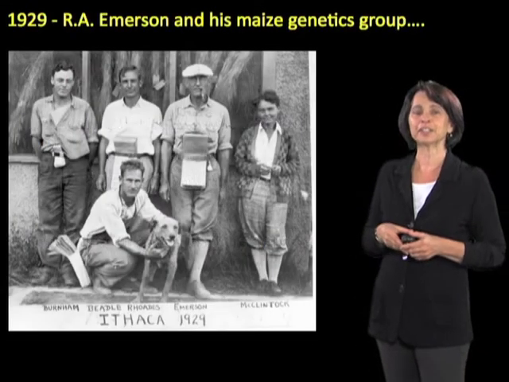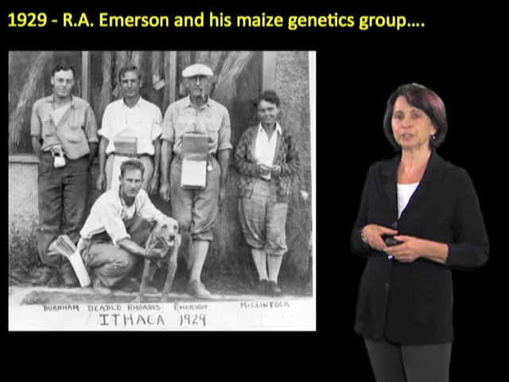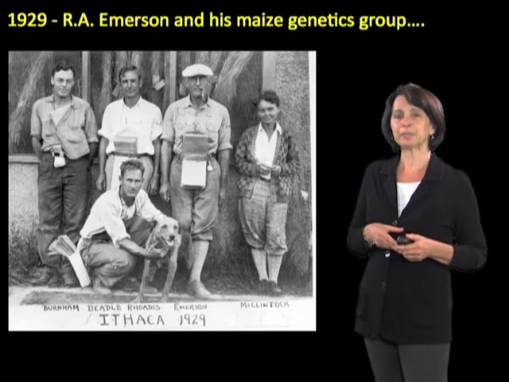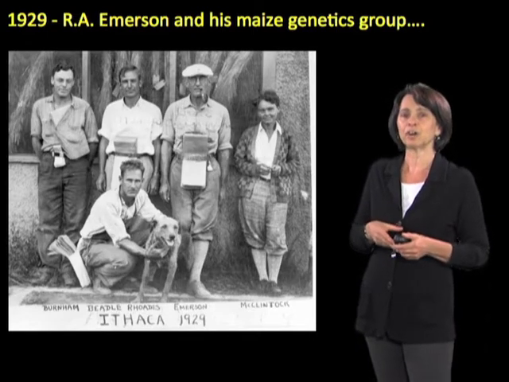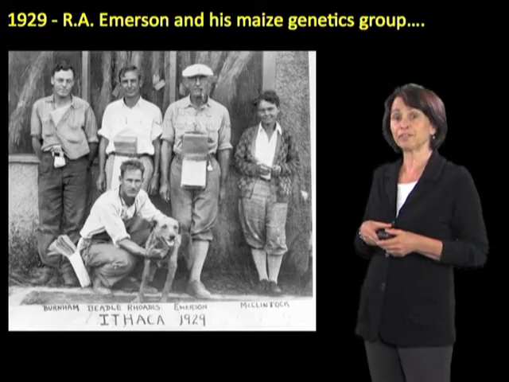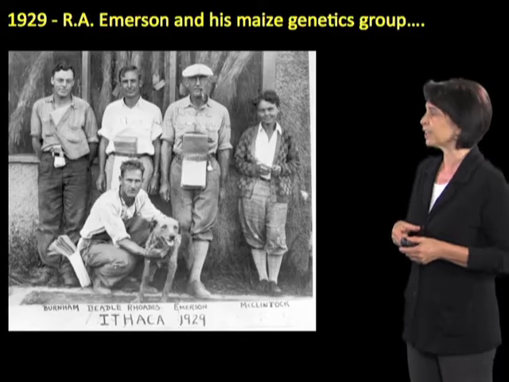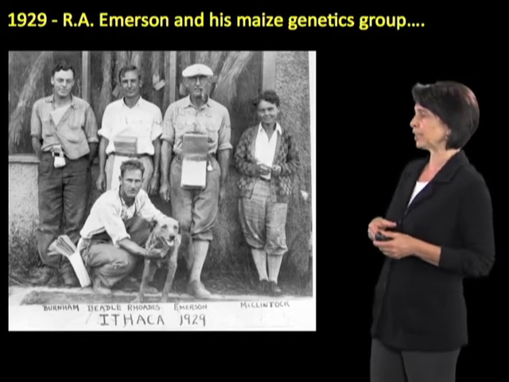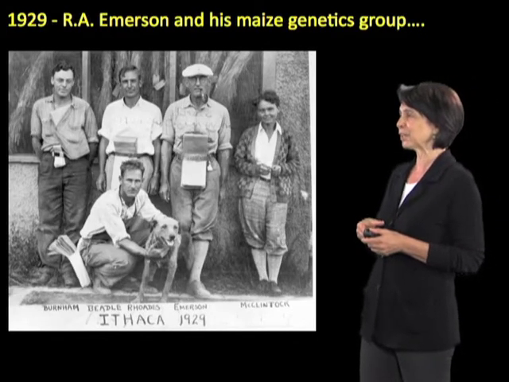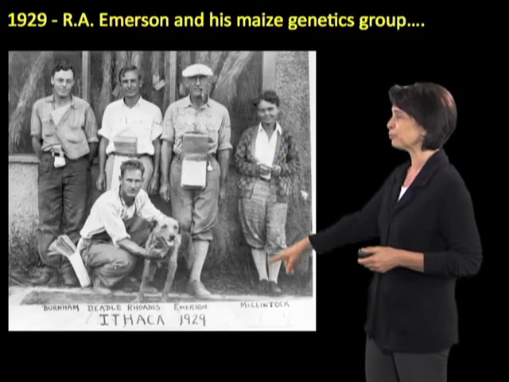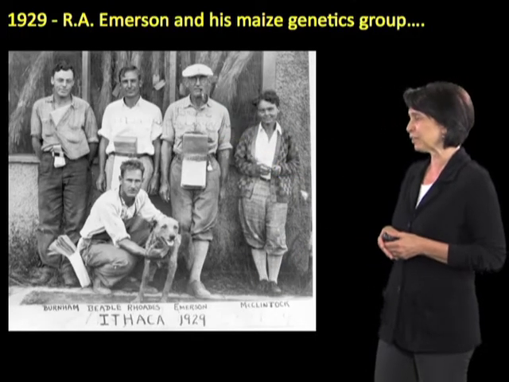So here's a picture of Barbara McClintock when she was a graduate student. And it's a picture of the lab of R.A. Emerson, who's the father of maize genetics. This picture was taken at Cornell University in 1929. And in the next talk, actually, we'll come back and revisit this particular area of Cornell.